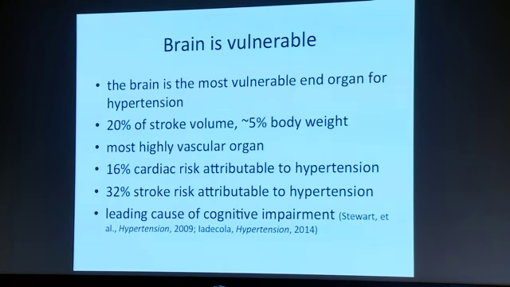We think of blood pressure and the heart, and that's true, but 1/5 of every heartbeat goes to our brain, even though it's only 5% of our body weight. It's such a vascular organ. It's the most highly vascular organ in the whole body. When we think of high blood pressure, people say, oh, that's only my heart, but in fact only 16% of heart risk is attributable to hypertension, whereas 1/3 of stroke risk is attributable to hypertension. It is the most important risk factor, and there's no doubt that it's a leading cause of cognitive impairment.